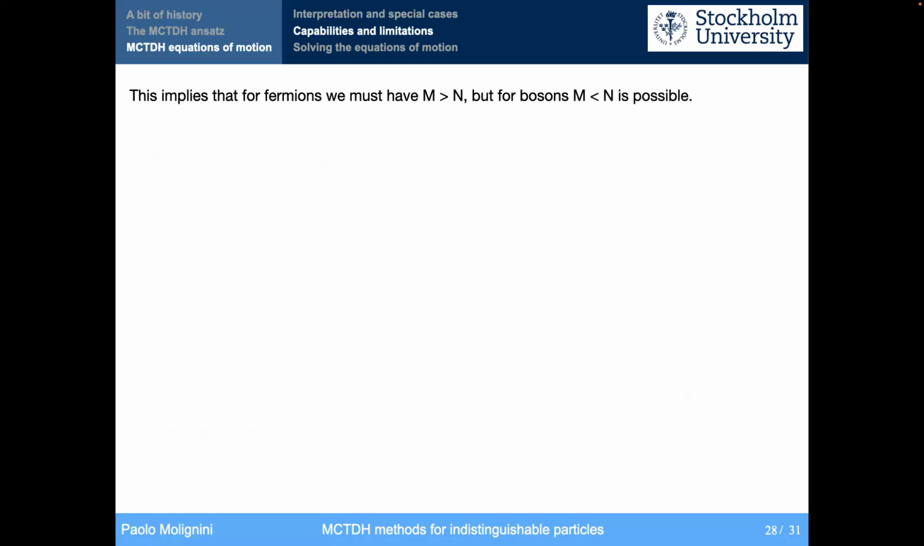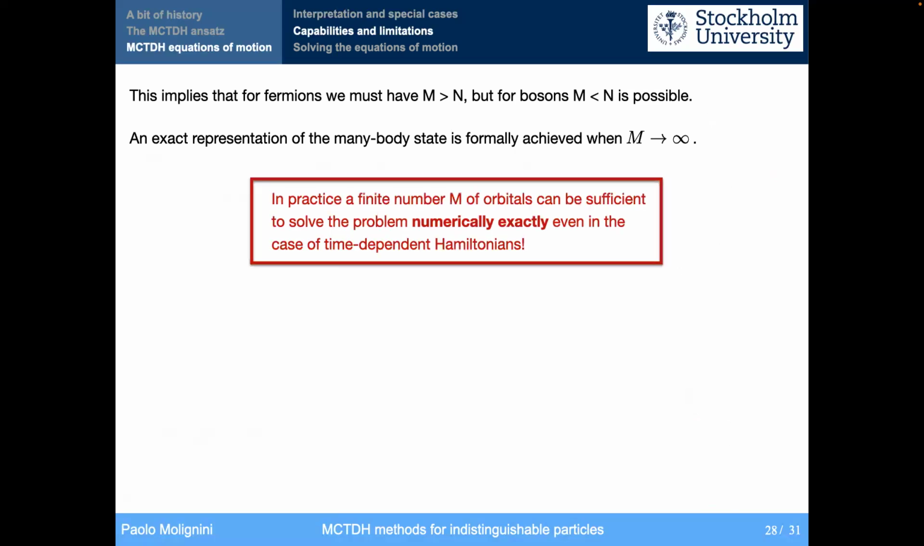So these two considerations that we just said imply that for fermions, we must have a number of orbitals m that is at least as large as the number of particles because of Pauli exclusion. But for bosons, we can have m that is smaller than N. We can have m equal to 1, and then we're in the Gross-Pitaevskii case. And strictly speaking, an exact representation of the many-body state is only achieved when you have m going to infinity. So you have infinitely many orbitals that you can use. But in practice, and this is very, very important to note, a finite number m can be sufficient to solve the problem numerically exactly.